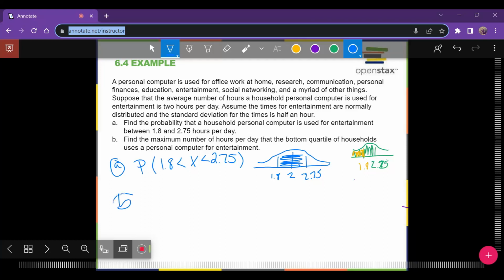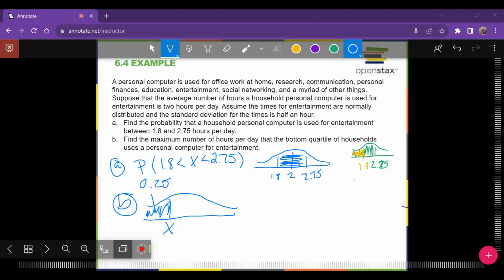So then for part B, find the maximum number of hours per day that the bottom quartile of households uses a personal computer for entertainment. Well, this time it doesn't give us an exact value, but it says bottom quartile. So when we're doing bottom quartile here, we're saying the bottom 25%. So what it's saying here is that this is 0.25. And instead of finding the probability, we want to find the x that would give us that probability of 0.25.